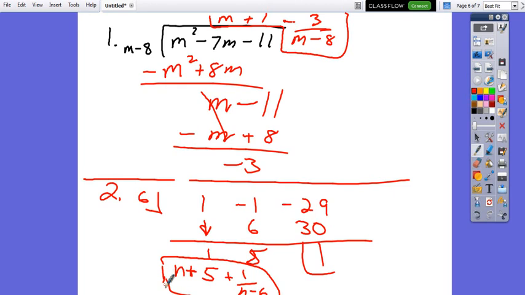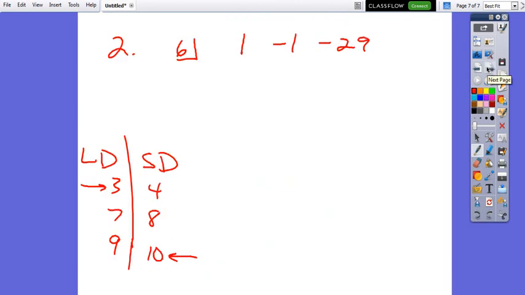Now, these are the ones you're going to do for the homework. On the left side, 3, 7, and 9. Number 3 is your ticket out the door. On the right side, you're going to do synthetic division, 4, 8, and 10. And number 10 is your ticket out the door. So I need to see 3 and 10 before you leave.